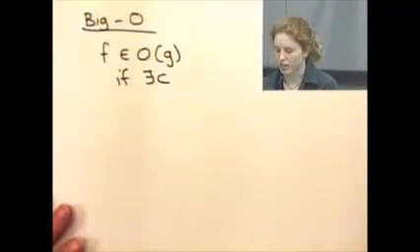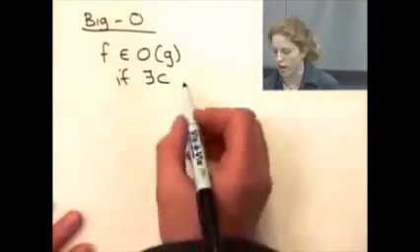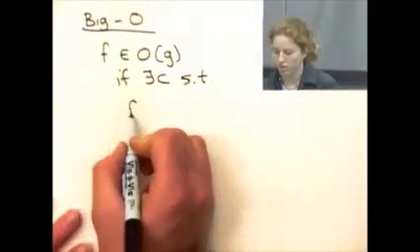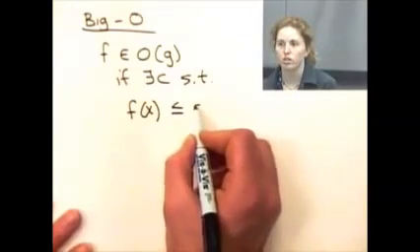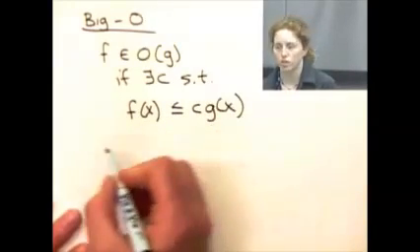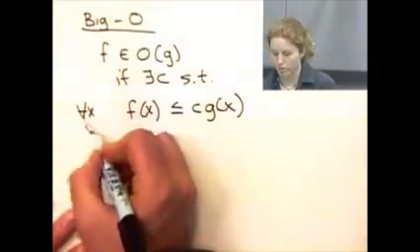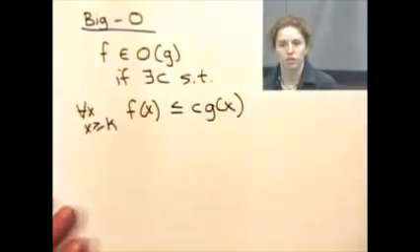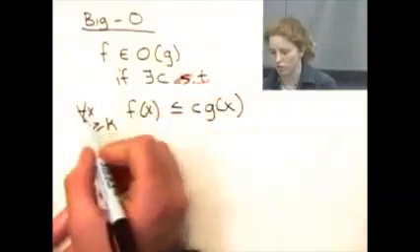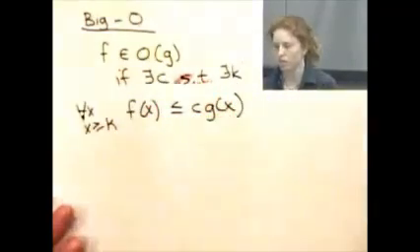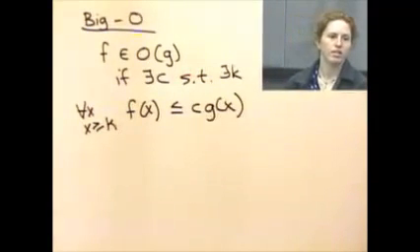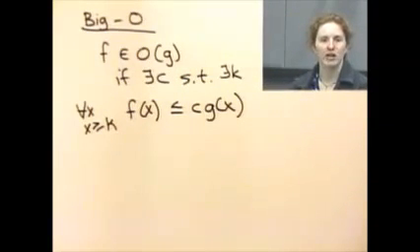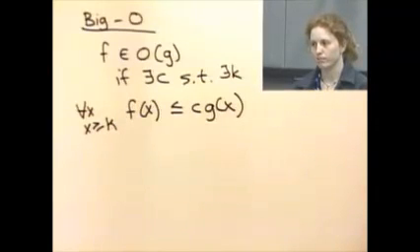f is Big O of g if there exists a constant c so that f of x is less than or equal to c g of x for all x where x is greater than or equal to k. Right? So I also have to actually say there exists a k. Doesn't matter where I put the there exists a k. As long as I have a c and a k that makes this inequality true, then f is in Big O of g.